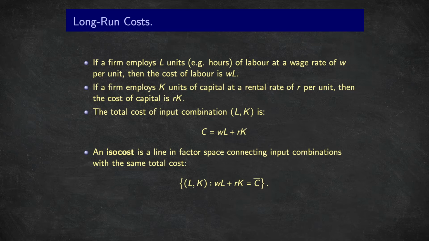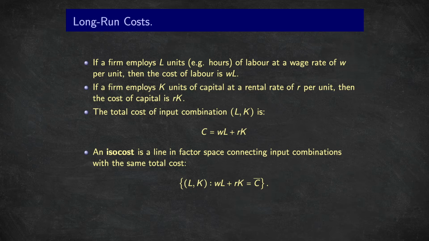Now, if a firm employs L units of labour, which could be measured in hours, for example, then I multiply the number of units being used by the wage rate W, and the cost of labour is then W times L, or just WL. If a firm employs K units of capital at a rental rate r per unit, then the cost of capital is r times K.